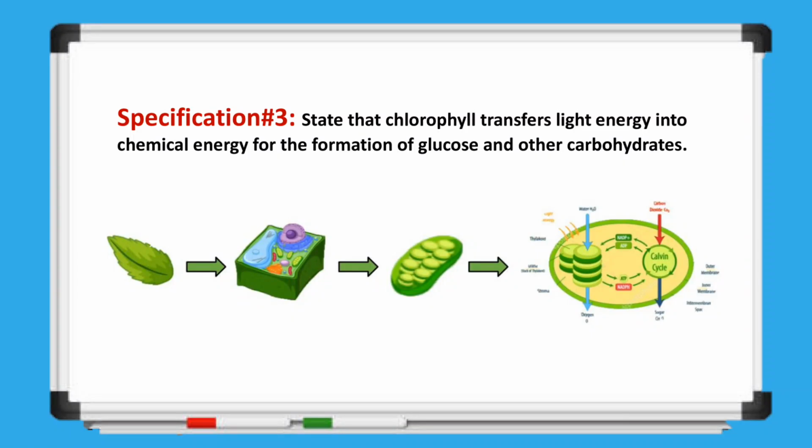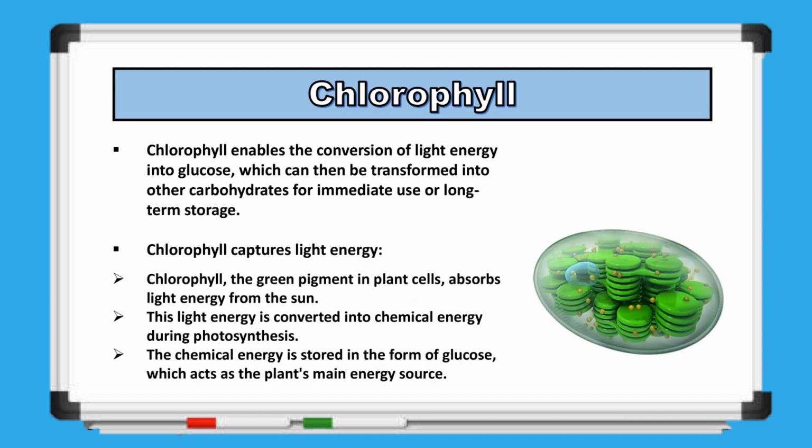Next, we move on to specification number 3, which requires us to state that chlorophyll transfers light energy into chemical energy for the formation of glucose and other carbohydrates. So, in this section, we will briefly examine the role of chlorophyll in the plant's subsequent processes. Continuing on, chlorophyll plays a central role in the process of photosynthesis.